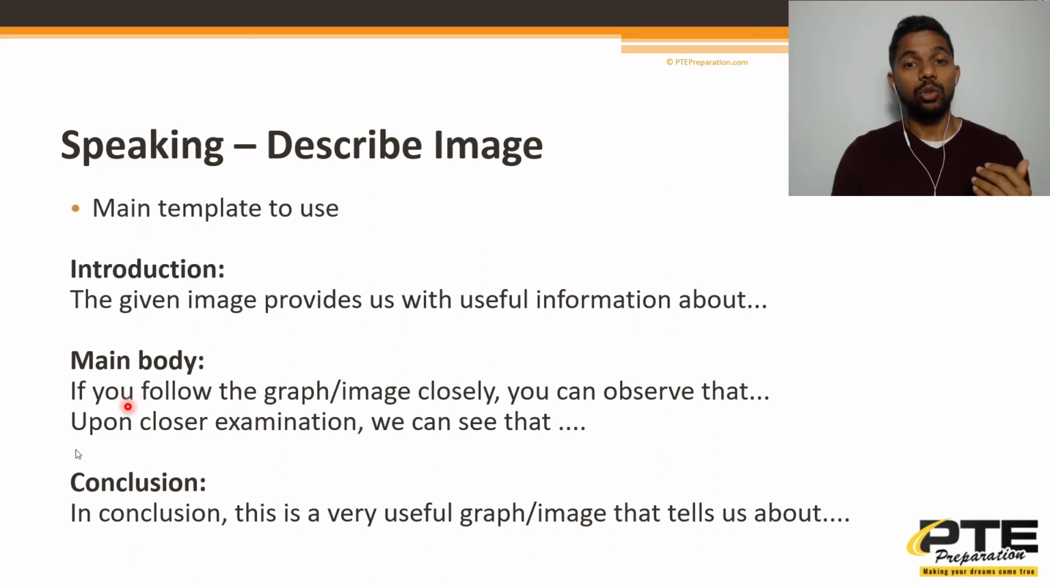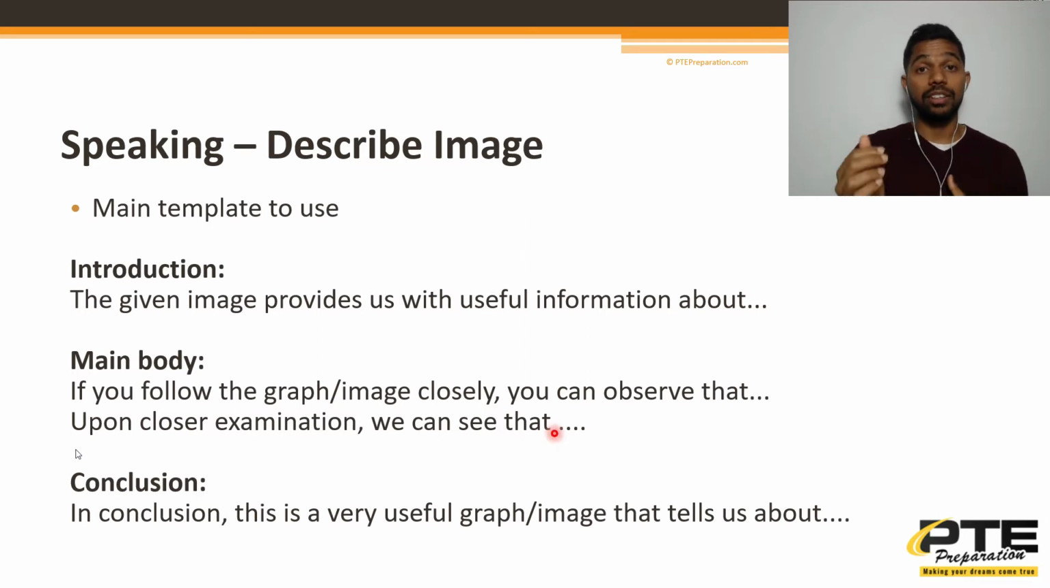Main body, you use these two sentences. The first one is if you follow the graph or image. So if it's a graph, you say graph. If it's an image, you say image. If you follow the image closely, you can observe that, and you talk about a high point here. If you, upon closer examination, we can see that, and you talk about a low point here in the graph or the image or any kind of thing that stands out.